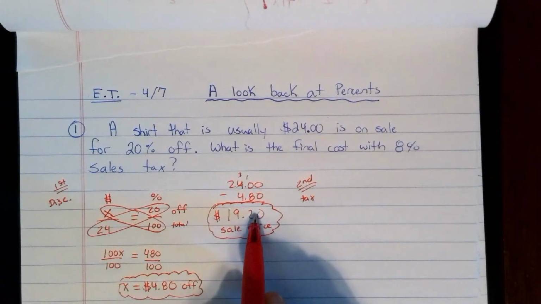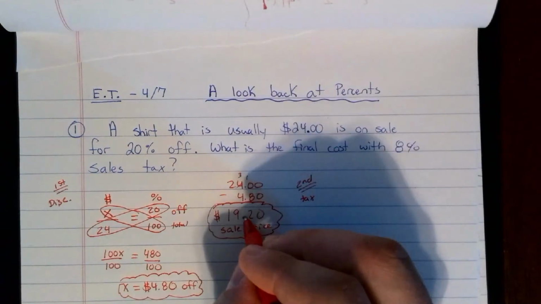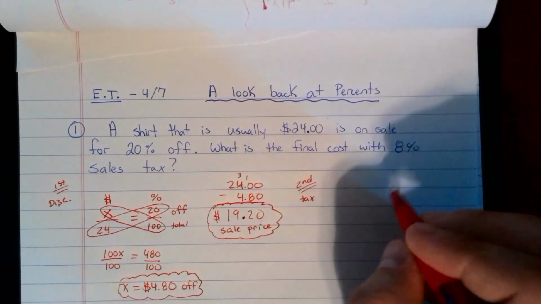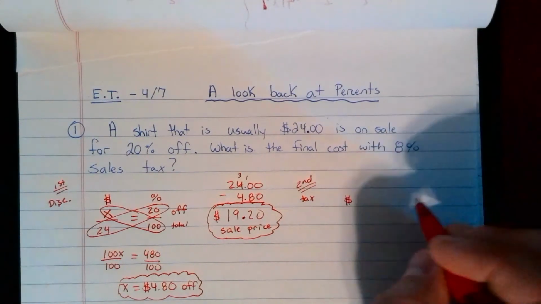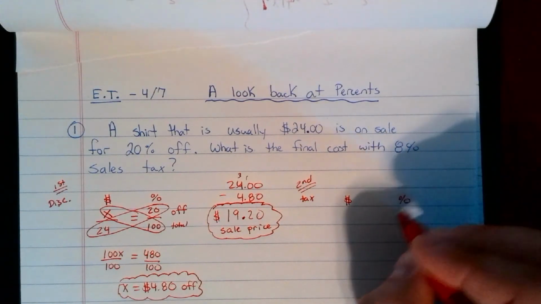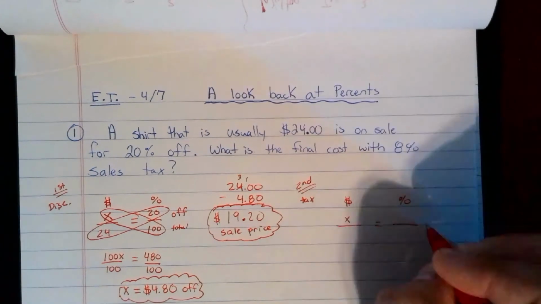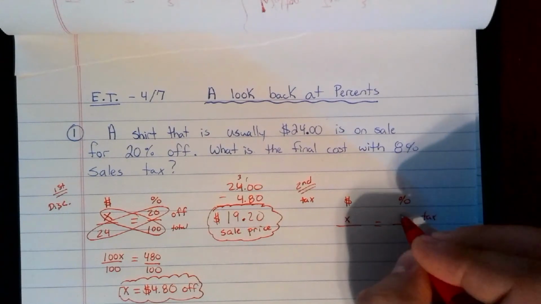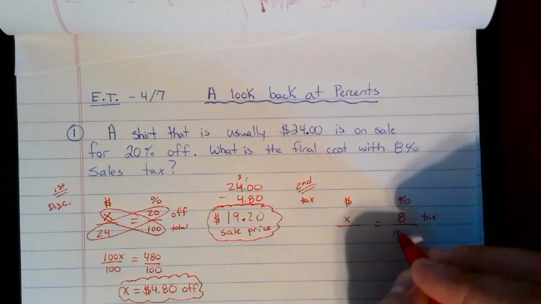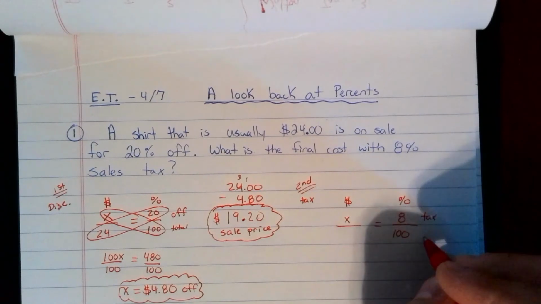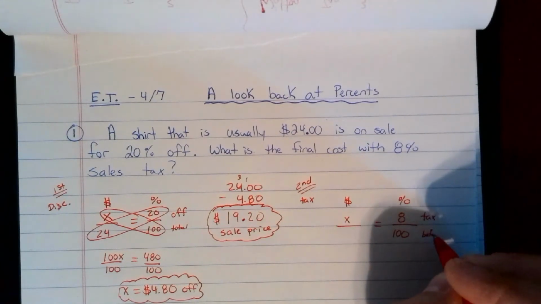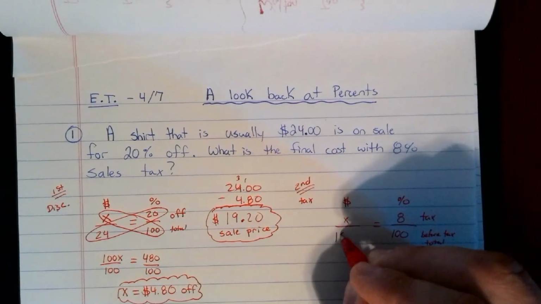So thankfully I only have to pay tax out of the sale price, not the original 24, because this is what I'm actually paying. So it saves us money. So it's one actually small little good thing that we have on sales taxes. At least we only have to pay it off the sale price. So I want to know how much money the tax will be. I know that the tax percentage is 8%. And again, the 100% amount is the amount before tax, the before tax total, which we found is 19.20.